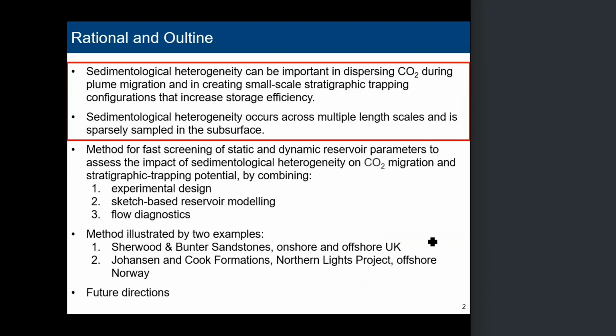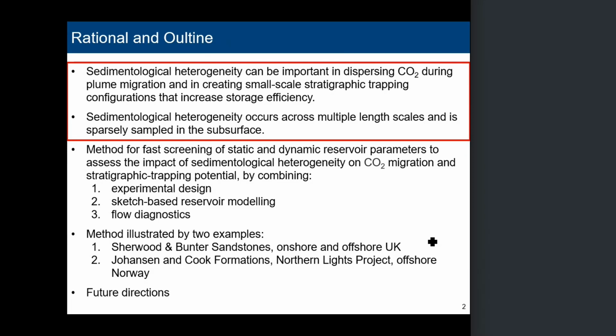So the rationale here, and this really serves as an outline for the talk: we know that sedimentological heterogeneity occurs across lots of scales, and we know that it can be important in dispersing CO2. What we don't necessarily know is how much of that heterogeneity we really need to characterize and include in models of CO2 subsurface flow. And we don't have a good handle on which heterogeneities we can afford to, maybe not ignore, but spend less effort and time characterizing.